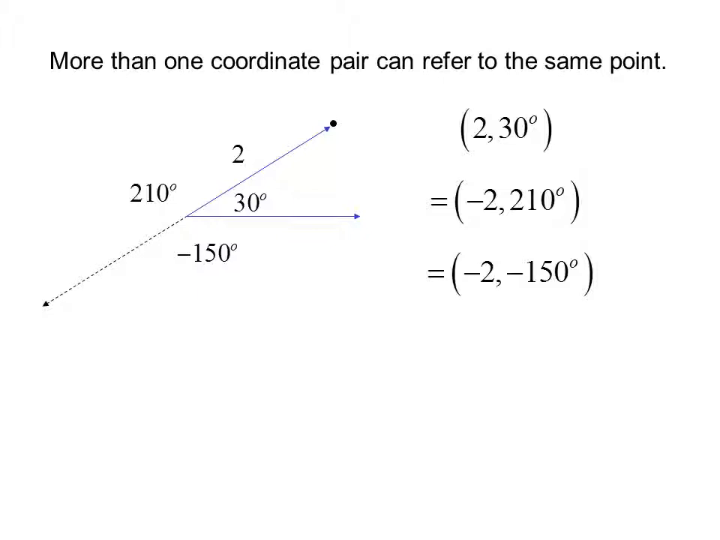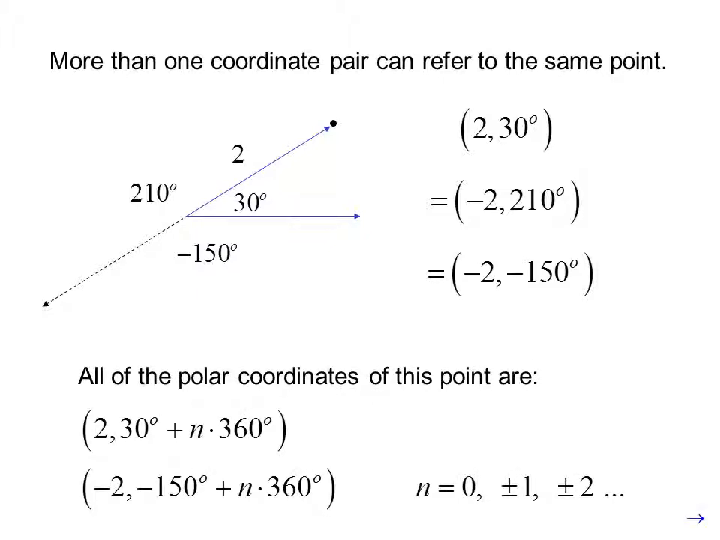This point could also be (-2, -150 degrees). All of the polar coordinates of this point are (2, 30 degrees plus n times 360 degrees) and (-2, -150 degrees plus n times 360 degrees), where n is 0, plus or minus 1, plus or minus 2, etc. In other words, n is an integer.